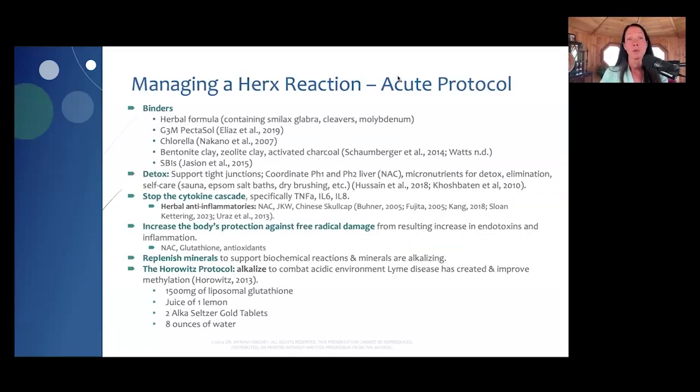Okay. So, in summary, managing a Herxheimer reaction. Binders are helpful to bind the LPS. And so, my favorite is called Herx, actually. I'll show you a picture of that in a moment. And it contains Smilax glabra, cleavers, and high levels of molybdenum. And it's a wonderful formula that helps to bind LPS, purify the blood, and convert fat soluble into water soluble toxins. Next, I love G3M Pectisol as a binder. It's a weak binder, meaning that it isn't going to bind your nutrients or things that you don't want to bind.